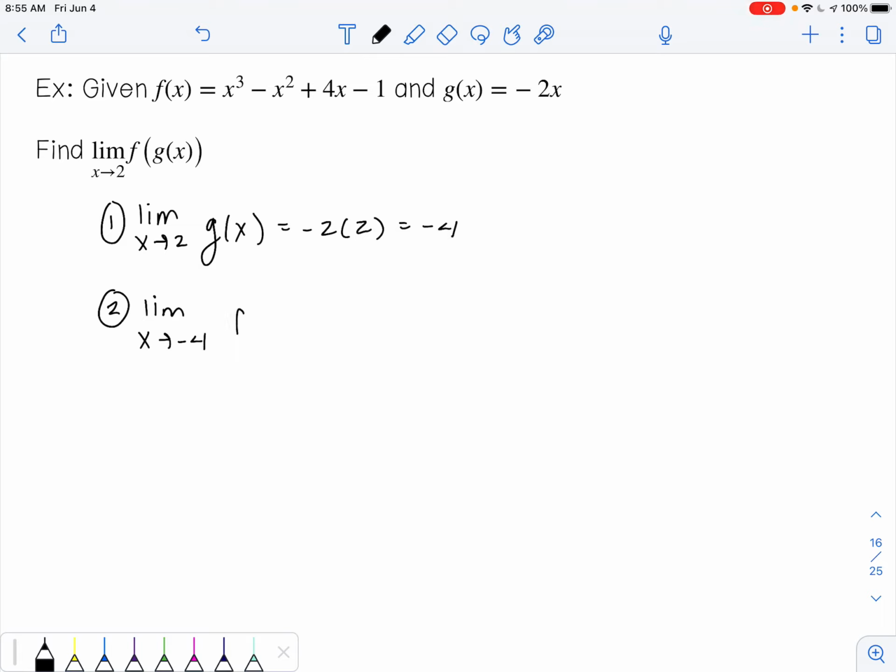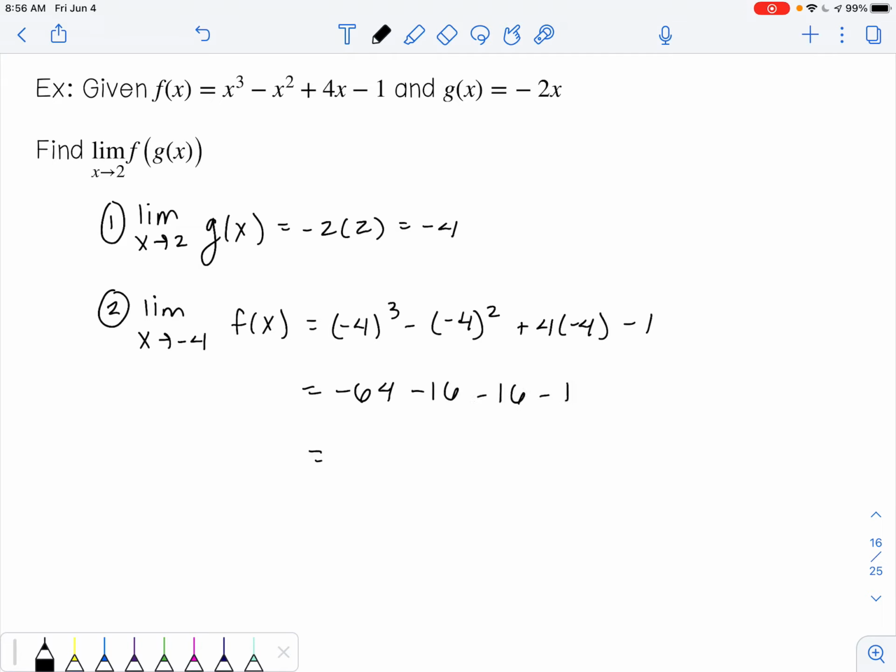So now when we go to take the limit of the outside function, we're going to say, okay, well, the limit as x now approaches negative 4 of f of x. And again, because f of x is a continuous function, a polynomial, we don't need to worry about left or right-sided. So we're going to just plug it in. So we get negative 4 cubed minus negative 4 squared plus 4 times negative 4 minus 1. So it's going to be negative 64 minus 16 minus 16 minus 1. So let's see, that's negative 64 minus 33. That's going to be negative 97. So our overall answer here is negative 97.